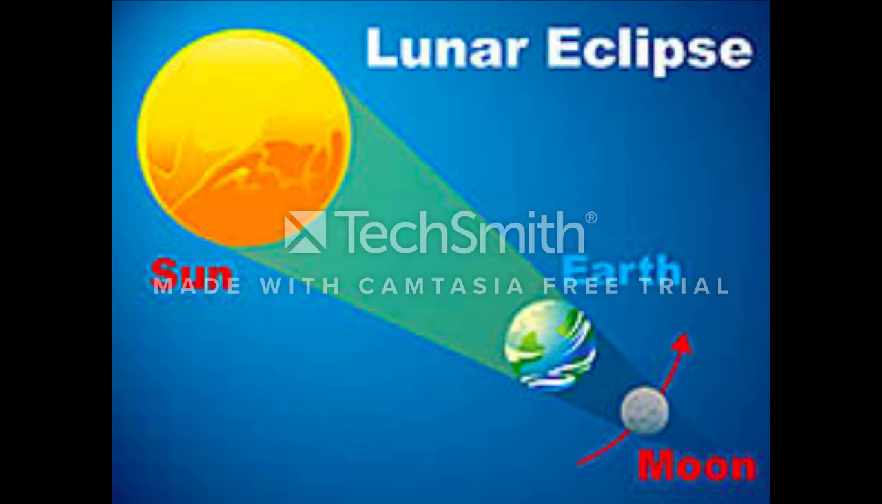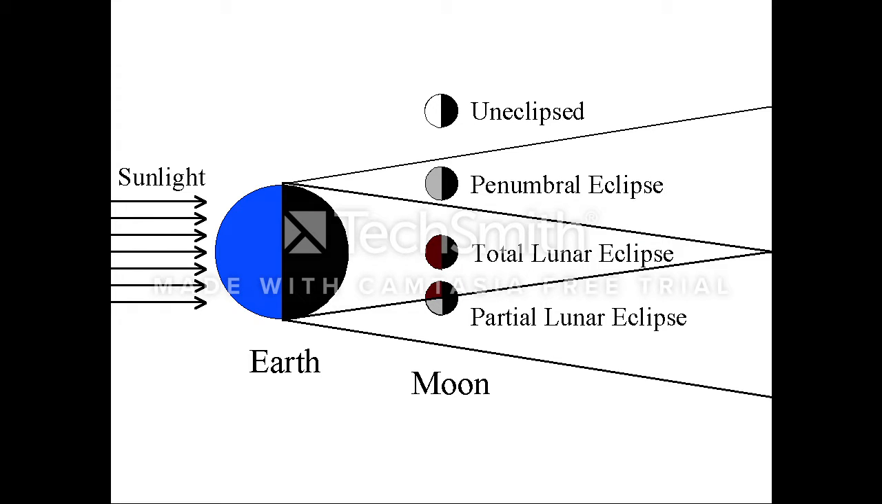The second type of eclipse is a lunar eclipse. A lunar eclipse occurs when Earth is between the Moon and the Sun. This causes Earth's shadow to fall on the Moon instead of the Sun's light. A lunar eclipse can only happen when there is a full moon. Like a solar eclipse, there are different types of lunar eclipses. The three types of lunar eclipses are total, partial, and penumbral.